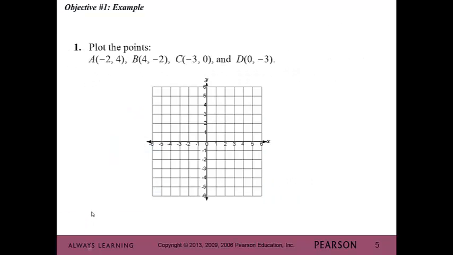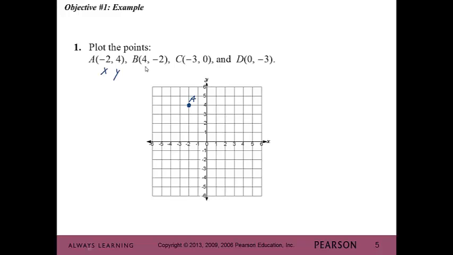Alright, so practice. Let's plot the following points. So it says A is negative 2, 4. So that means x is negative 2 and y is 4. So starting at the origin, I know I'm going to go 2 units to the left for the x. And before you make your point, go ahead and do what y says. So y says 4 units up. And that's my point, A.